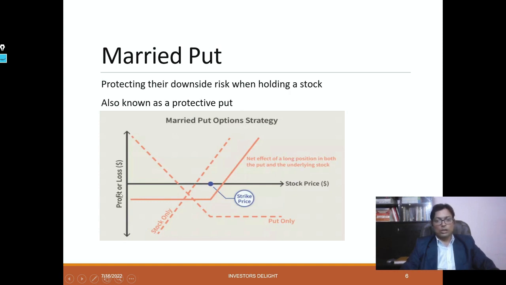So its overall result is like this. This final dark line is there. So that dark line shows the final result of the protective put.